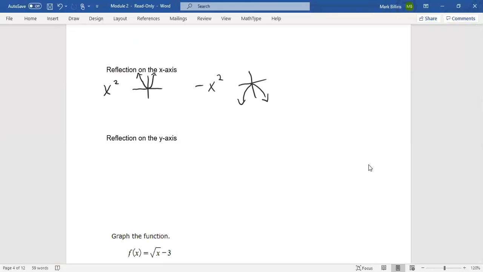So now let's look at a reflection on the y-axis. So we'll use the square root function. So the square root of x function is a graph that looks like this. Now notice the negative is underneath the radical sign. So we're taking the opposite of whatever x is. So what that does is reflects our graph on the y-axis. So now our graph would flip over and be facing the other direction.